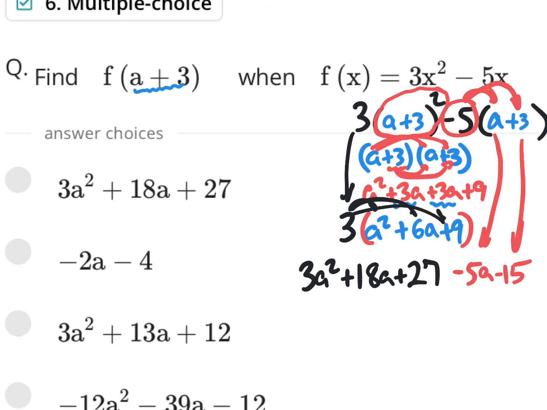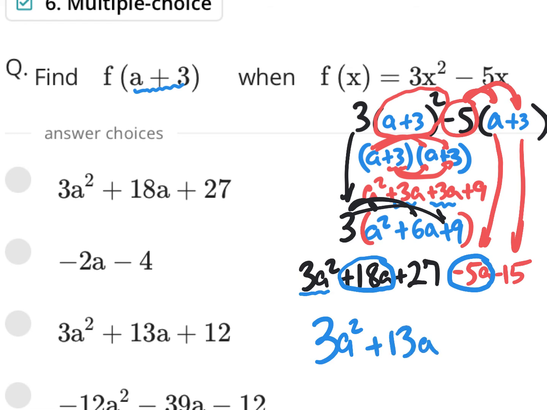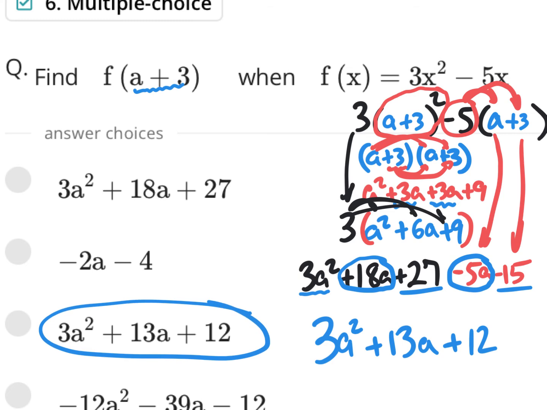I need to combine my like terms. So the 3a squared, you can't combine it with anything, so just bring it down as part of your answer, 3a squared. And then we can move on to our a values. I have a positive 18a right here and a negative 5a over here. That will be positive 13a. And last but not least, we have 27 take away 15. That is positive 12. So there's my answer, 3a squared plus 13a plus 12. There it is. Yep, this one was long.